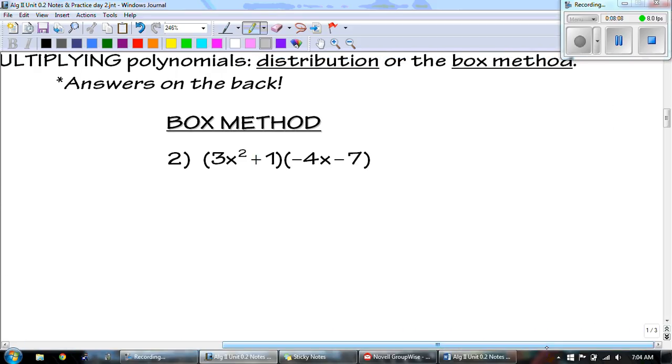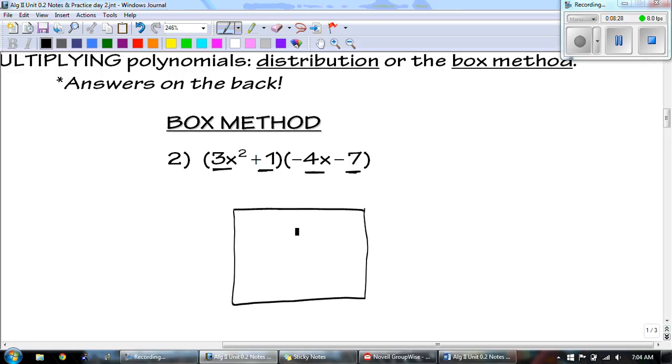Okay, so when we're doing the box method, I want to take a look at my two polynomials and notice that I have a binomial times a binomial. All right, so I'm going to turn that into a box right here. Okay, and so I'm going to put a binomial on the top. So that'll be my 3x squared plus 1. And then on the side, it's going to be negative 4x minus 7.